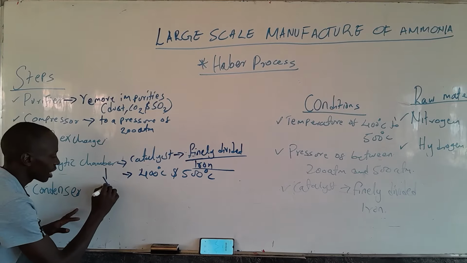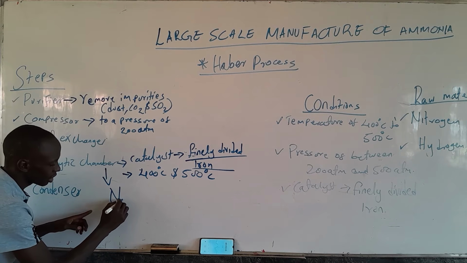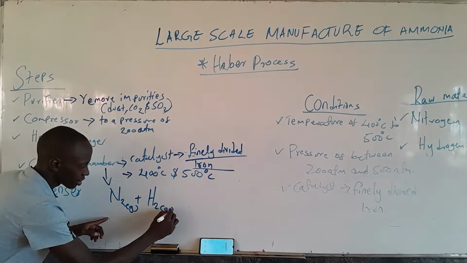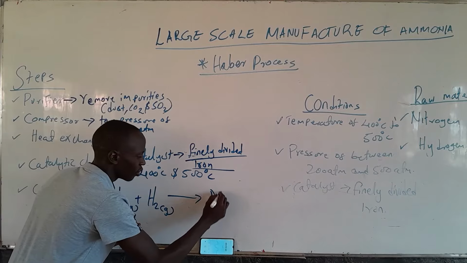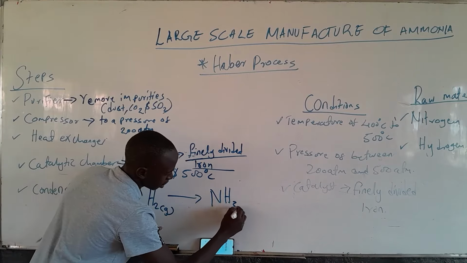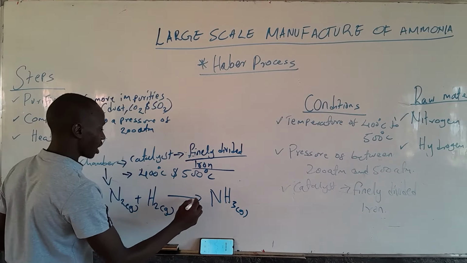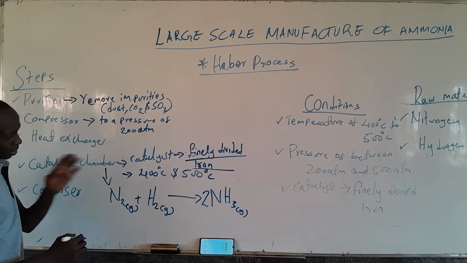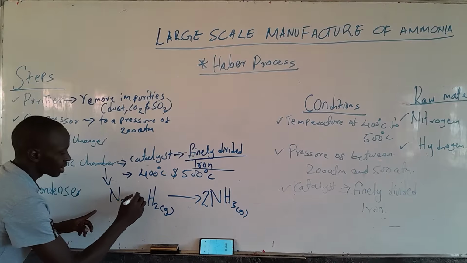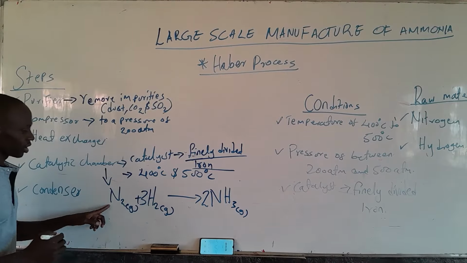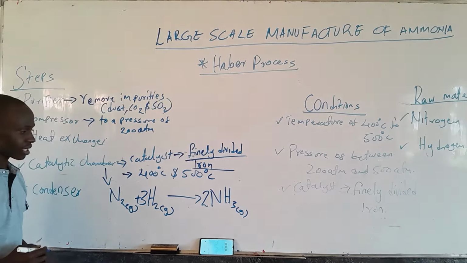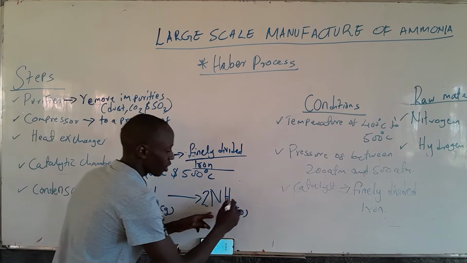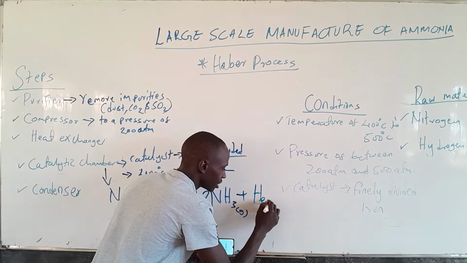So the equation at the catalytic chamber will be nitrogen gas plus hydrogen gas gives ammonia gas. To balance this, we put 2 there. That balances the nitrogen. Hydrogen is 6, so we put 3 there. So the equation is now balanced. The equation produces ammonia gas and heat.